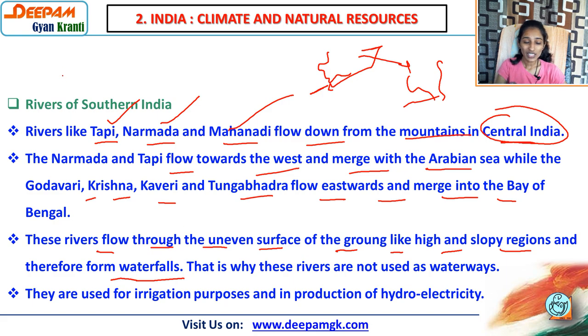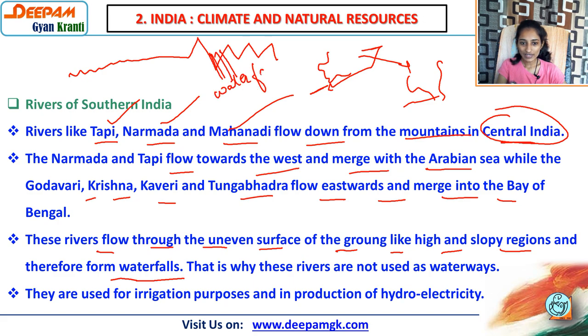Now what is the thing? See, if the river is flowing on a flat surface, then it's not an issue, but if the surface is up and down, not straight and sloping, then it creates, suppose here, a waterfall.